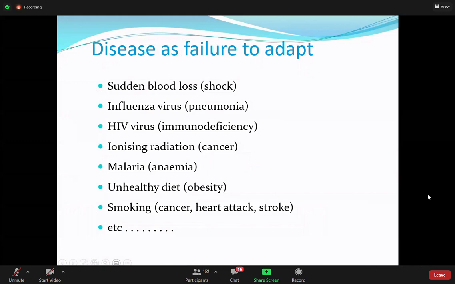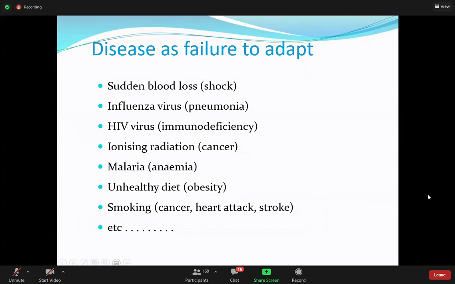Now, disease as a failure to adapt. It's a very simple thing, you just have to understand. For example, sudden loss of blood will cause shock. But if somebody has a slow loss of blood, what will happen? Nothing will happen. But if, God forbid, somebody had an accident and heavy bleeding is going on, then there is a chance that he will go into shock and the patient may die.